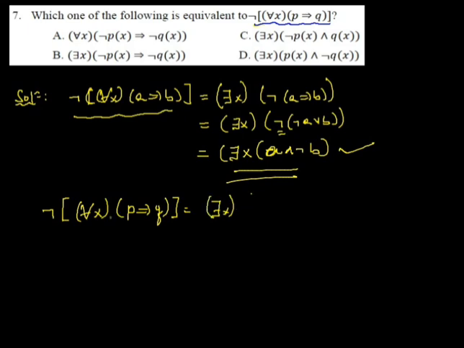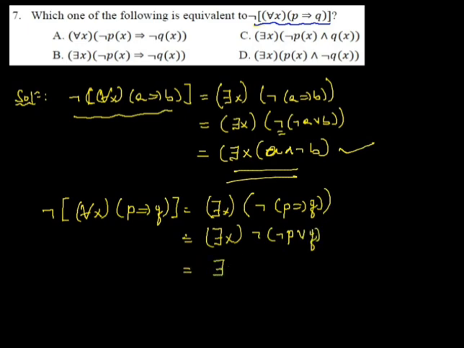You can distribute the negation into the bracket. There exists x. The negation of P implies Q. Okay, so the equivalent compound proposition for P implies Q is equivalent to negation of P or Q. So this is the same as there exists x satisfying the property P and the negation of Q.